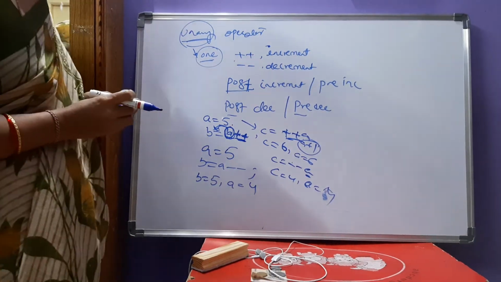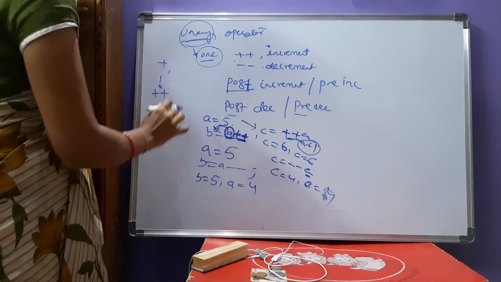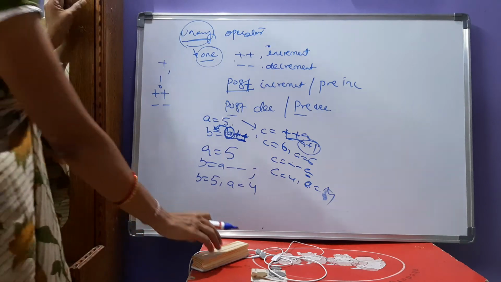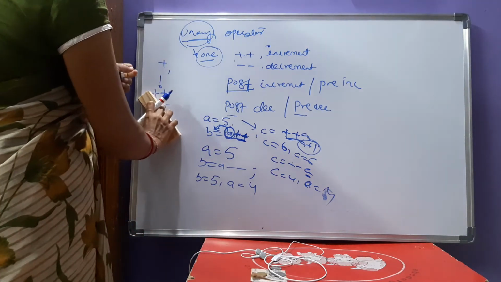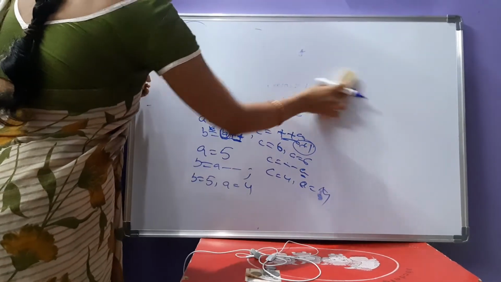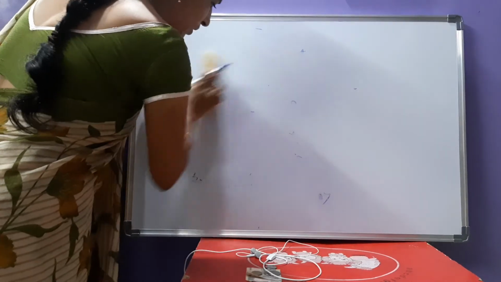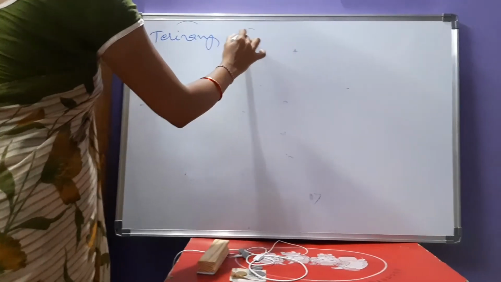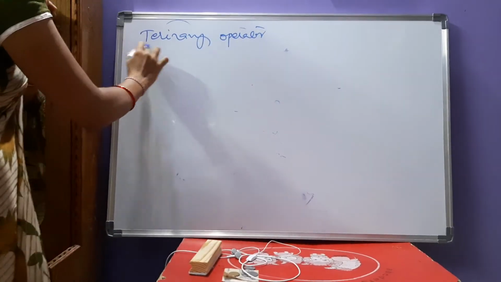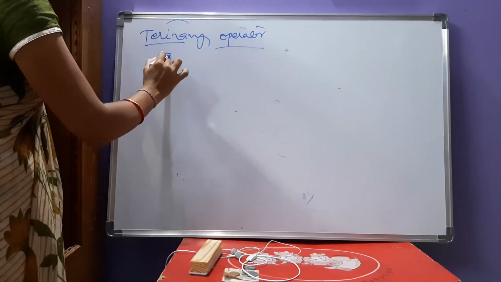So these are the unary operators. Other than this, there are some operators like sizeof, which are also unary operators. Anyway, these are operators that come in different topics that we have to discuss. Now the last one is the ternary operator. The name itself says it: ternary is nothing but 3.